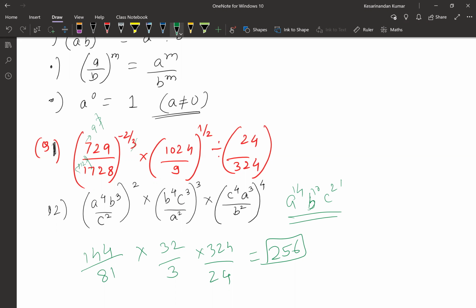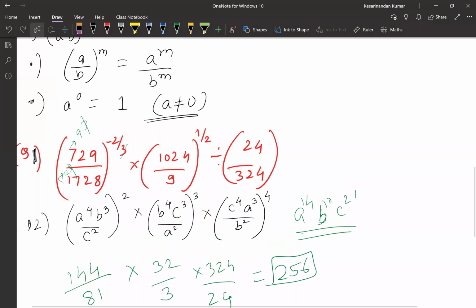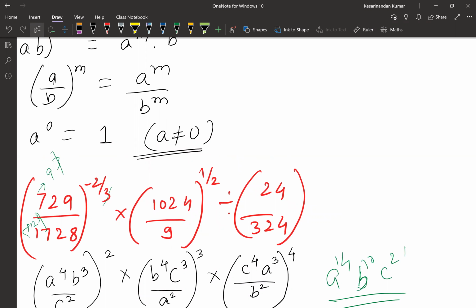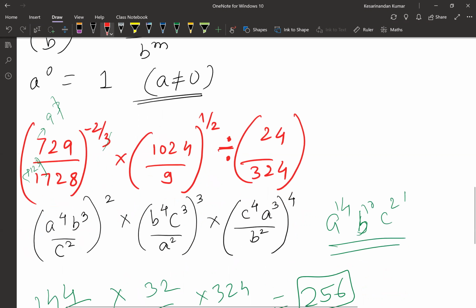Excuse me, Kesri. In the first question, the last part you have mentioned it as minus 24 by 324. Just check. In the question which you gave there, is it minus 24 by 324, or is it division? It is division. Okay, I got confused there.